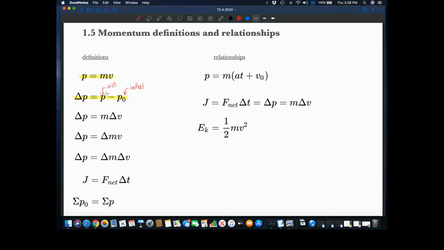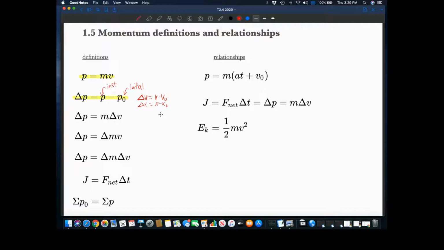And that is true when we look at velocity. We can say delta v is v minus v0. Delta x, the change in position, is x minus x0, and so on. So we don't really need a formal definition for the change in momentum this way, because we can apply it to any quantity at all. The change in any quantity is its final or instantaneous minus initial.